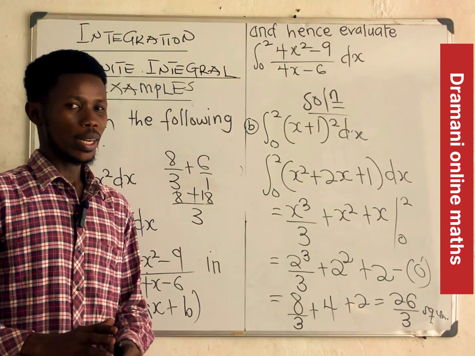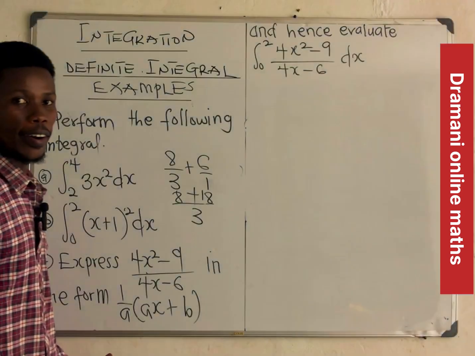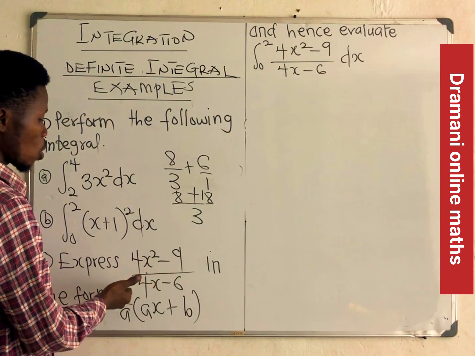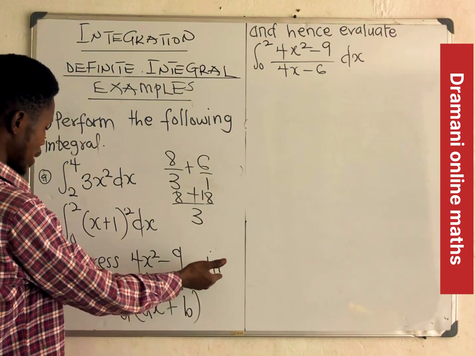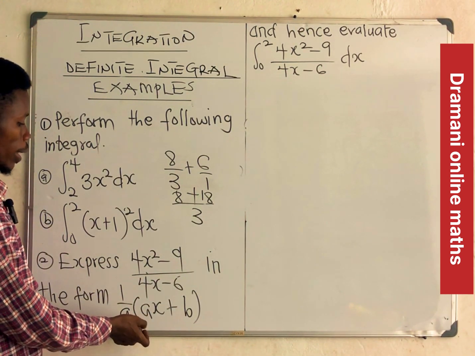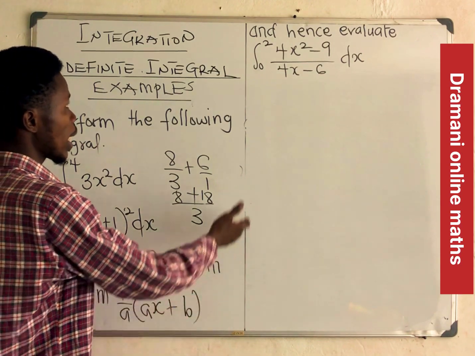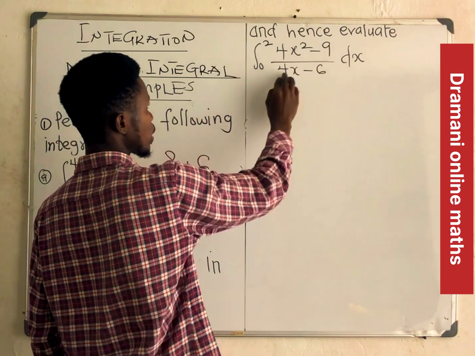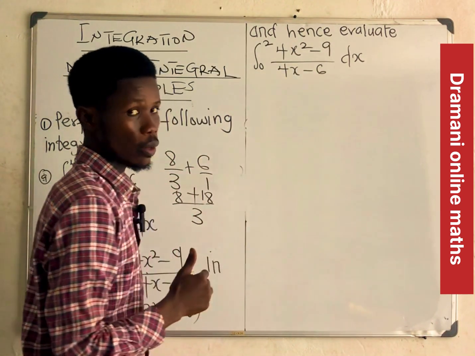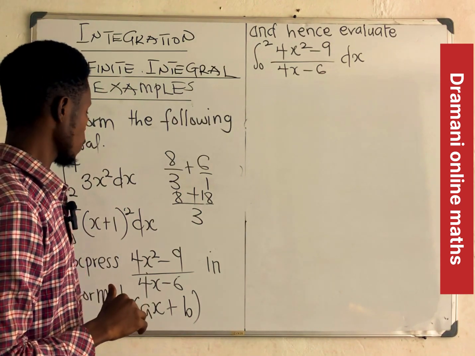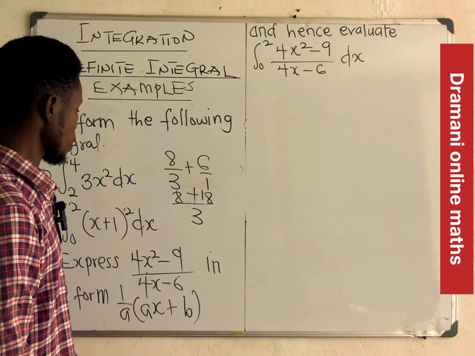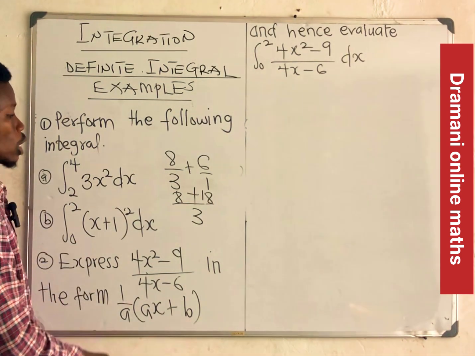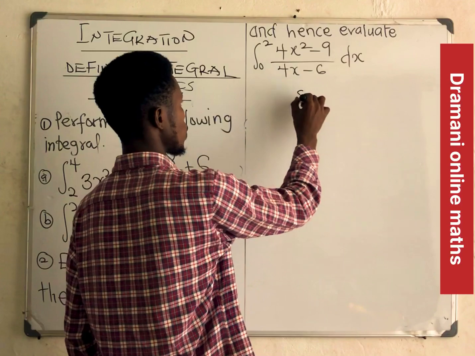Now let's look at the last example. Express 4x squared minus 9 all divided by 4x minus 6 in the form of 1 over a bracket open ax plus b, and hence evaluate the integral from 0 to 2 of 4x squared minus 9 all divided by 4x minus 6. You can pause the video and try your hands on this. Okay, good. Now, the first part of the question is saying that you should express this in the form of this.